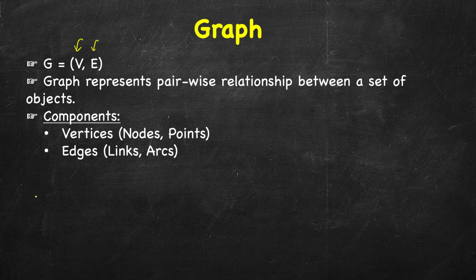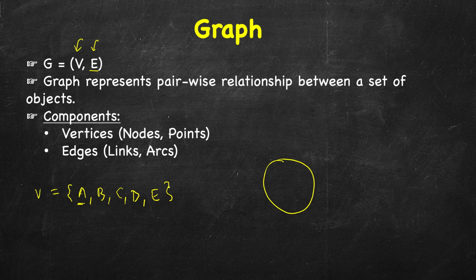So this V will contain A, B, C, D, E. If we look at the previous graph, and edges, this E is the set of edges. So vertices can be represented like this, and in some real scenario, these may not be just one level, but this can be a data structure in itself.